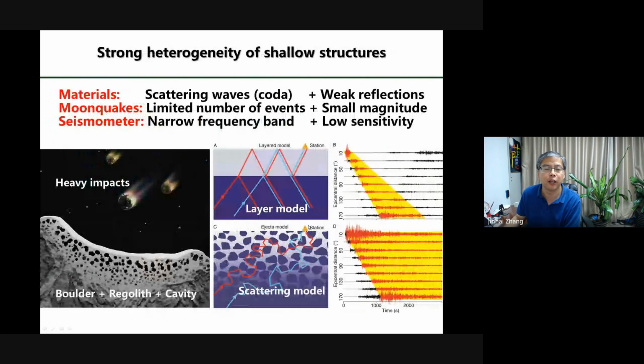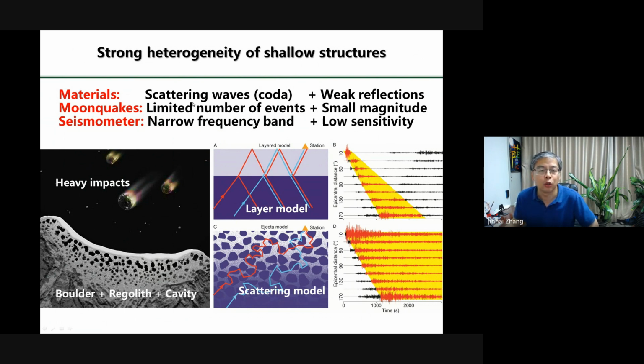So this is mainly due to the boulder, regolith, and cavities, especially vacuum cavities. They will strongly influence the propagation of seismic waves. That means for a layered model, we can have a clear P and S. However, for the scattering model, the P and S will not be that clear.